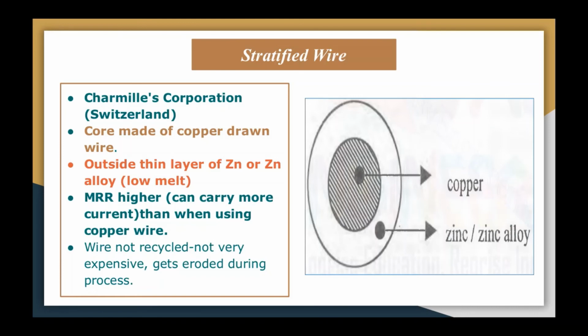This core material is made up of copper drawn wire, and the drawn thin layer is made up of zinc and zinc alloy, which has a lower melting point than the copper. So if we need higher metal removal rate, it should carry more current than when using the copper wire only. Wires are not recycled because they are not very expensive and get eroded during the process. So we are getting the higher MRR, and there is no need to go for recycling.